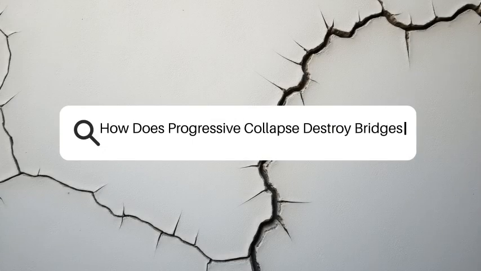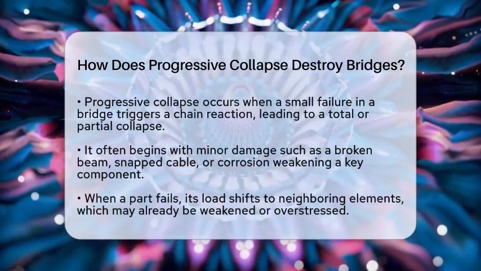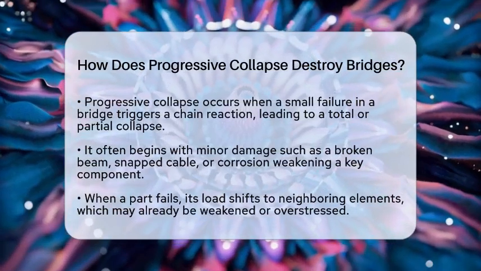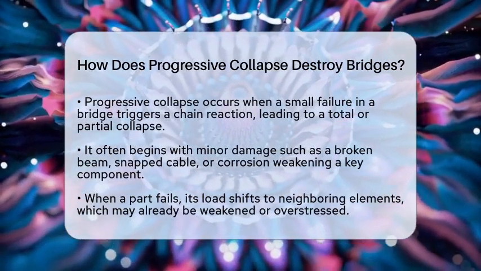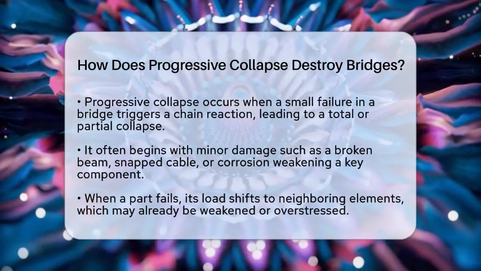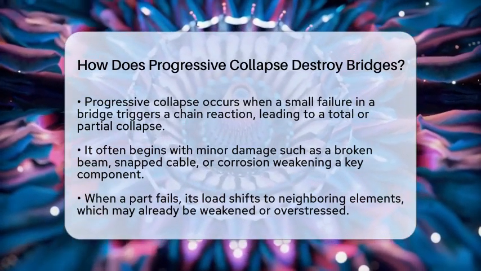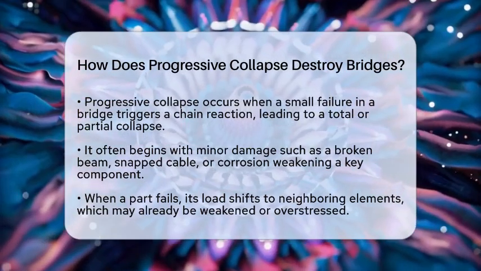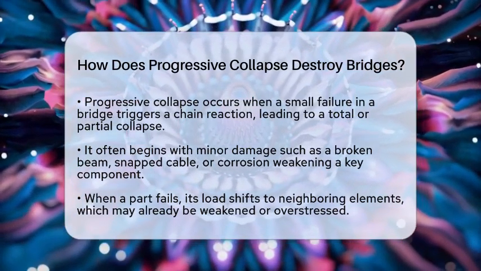How does progressive collapse destroy bridges? Imagine walking across a bridge and suddenly seeing a section give way without warning. It might seem like a rare event, but understanding how a small failure can lead to a total collapse helps explain this phenomenon. Progressive collapse in bridges happens when the failure of one small part triggers a chain reaction, causing the entire structure or large parts of it to fall apart.